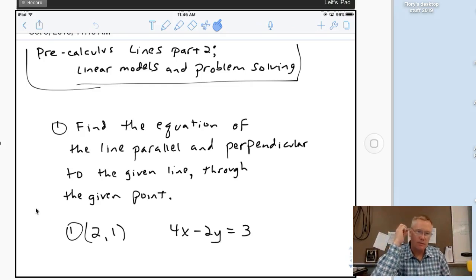For pre-calculus lines, part 2, linear models and problem solving. The first kind of problem I got is find the equation of the line parallel and perpendicular to the given line and through the point.